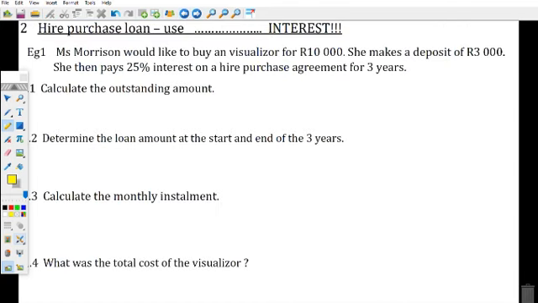So we learned how to calculate things and round things off, and how to find percentages. So today we're going to do something called a hire purchase loan.